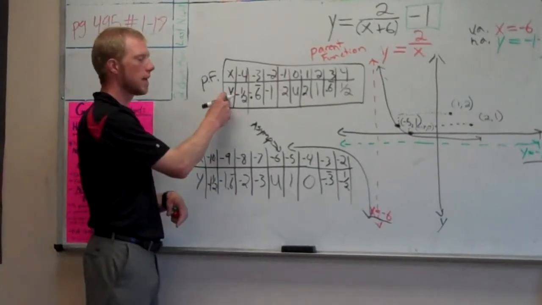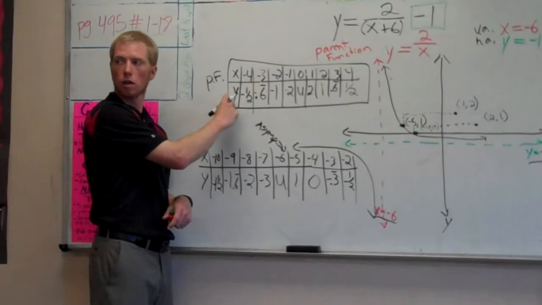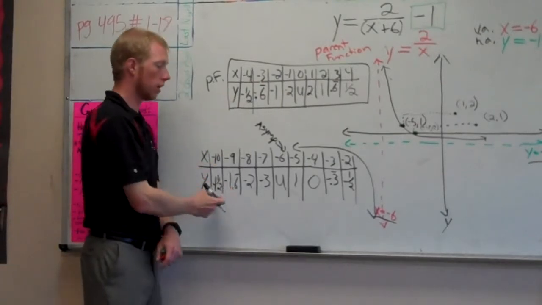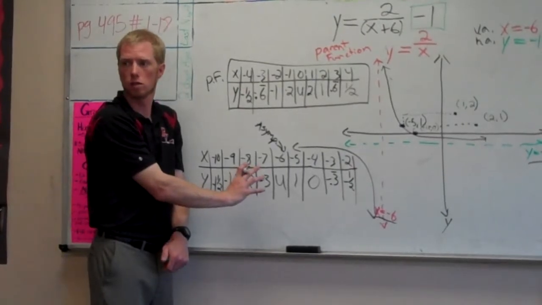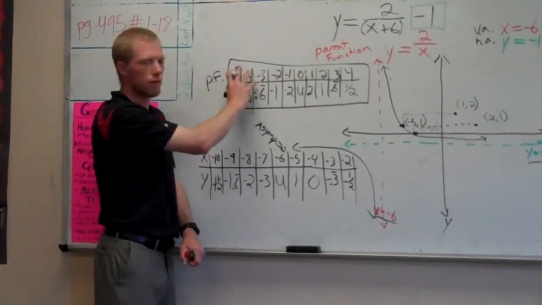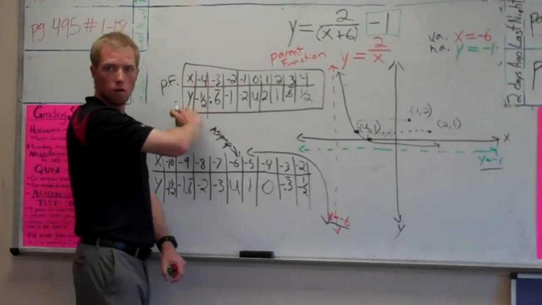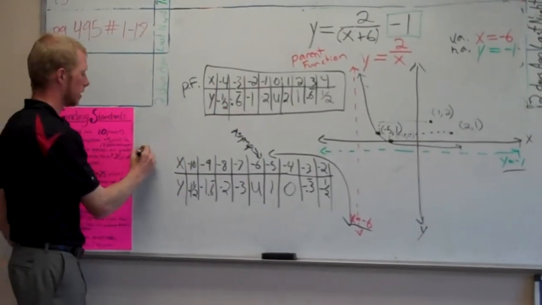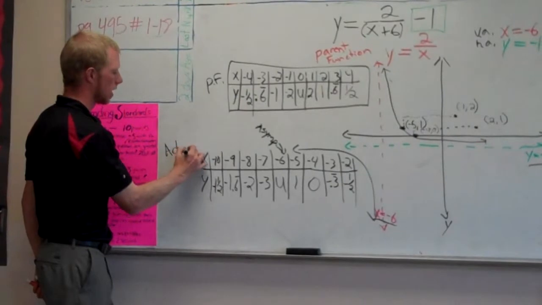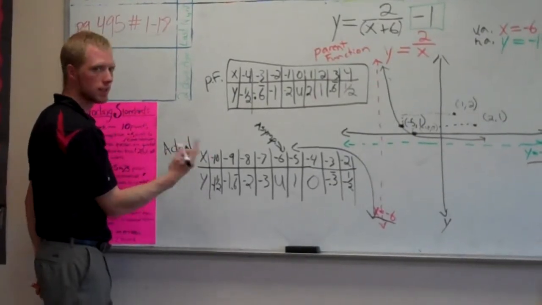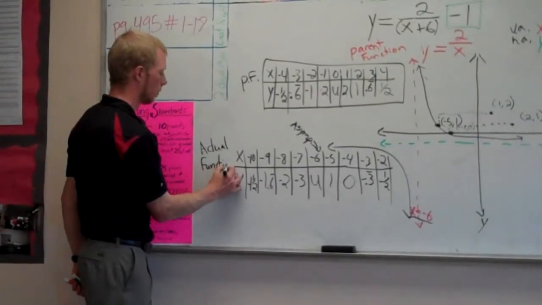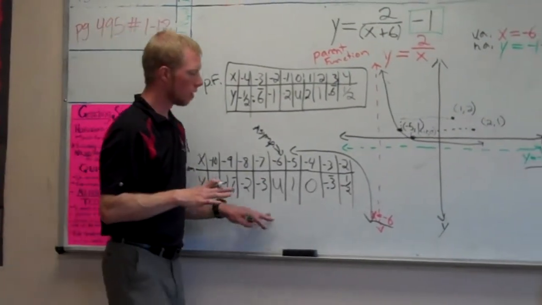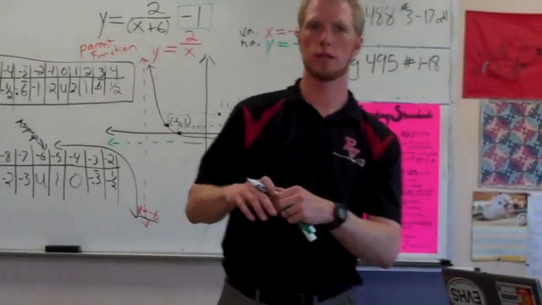Notice, if I'm doing it by hand, this is much easier to calculate. If I'm doing it on a calculator, my calculator does all this for me. And that's actually kind of nice. Because by hand, I've got to do all the points using the parent function. This is the actual or translated function. We go from there. Alright, so one more example as a comparison point.